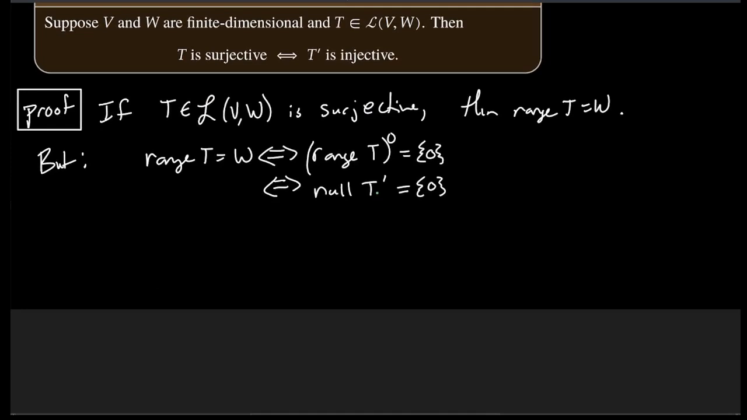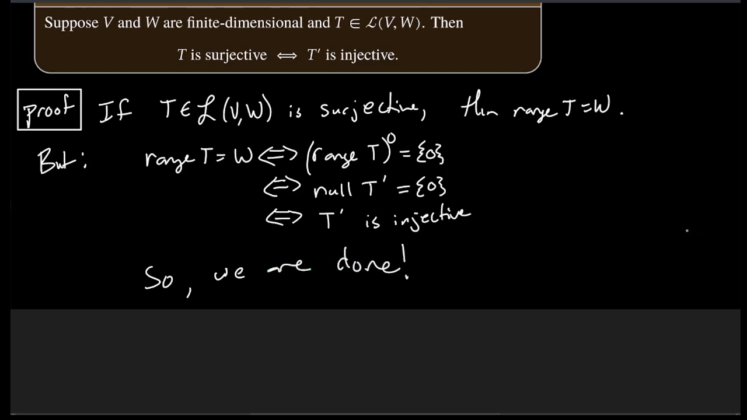So this is the null space of T prime. We know that that's trivial. But if the null space of T prime is trivial, then T prime is injective. So we are done. Nice. We used kind of a few of them right there.